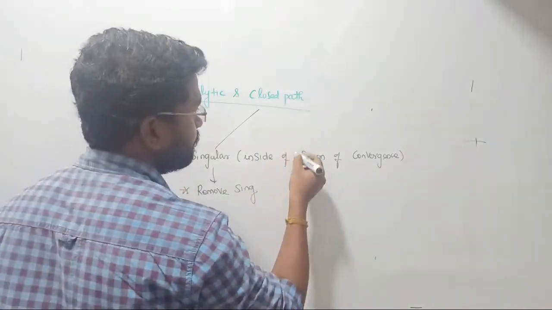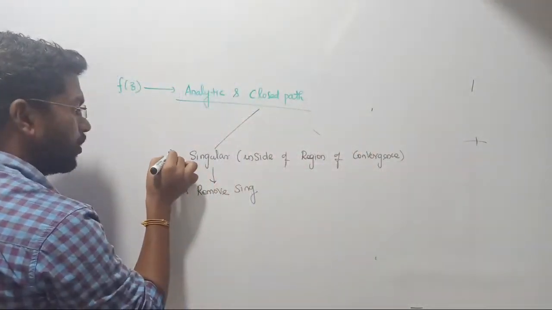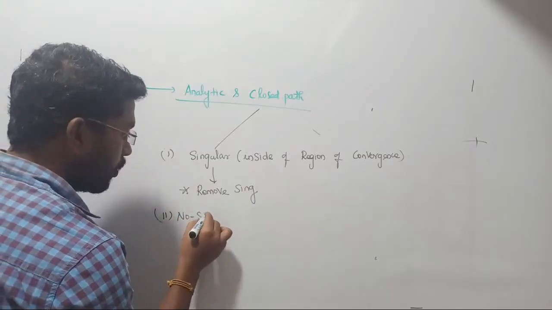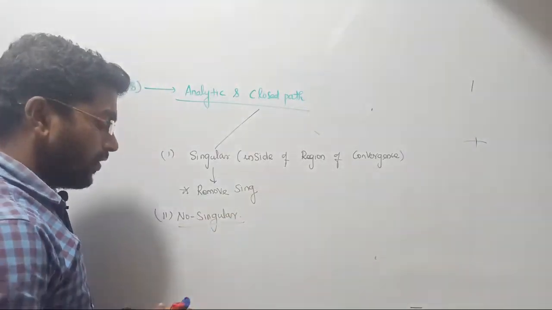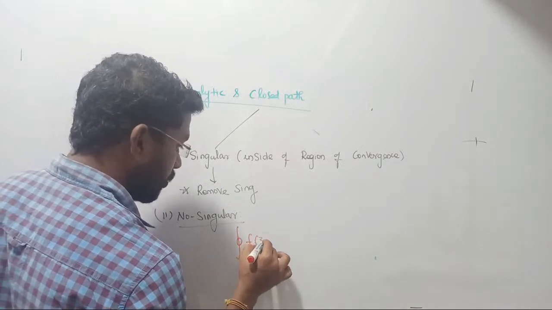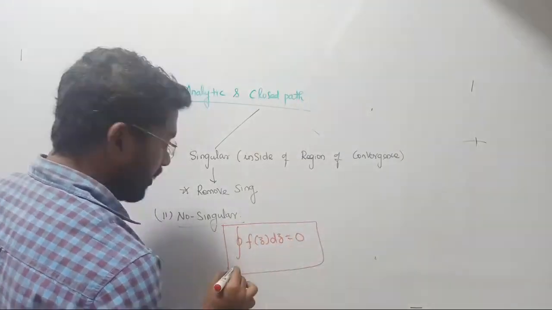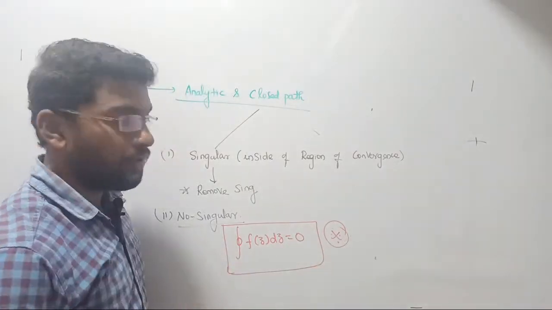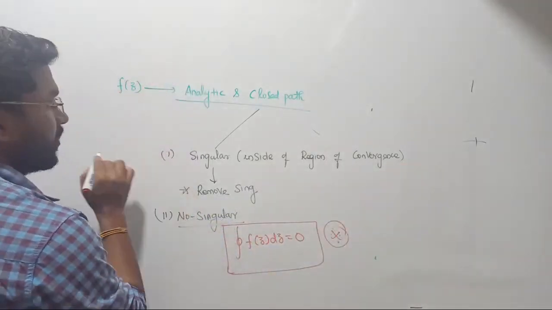Now the second case in this closed path, that is method number 2. If there is no singularity, if there is not a single pole in the given region, then we can simply say that the integration of an analytic function in a closed path with respect to dz is equal to 0. Because nobody is there inside, whom will you remove? If there is something, then you have to remove it. So let's take the first case.